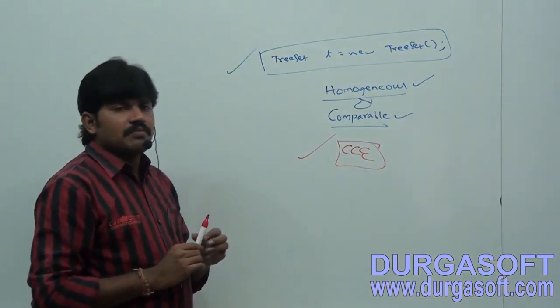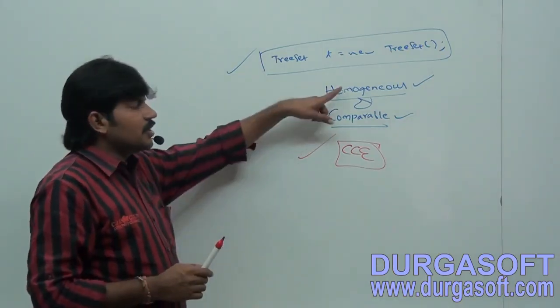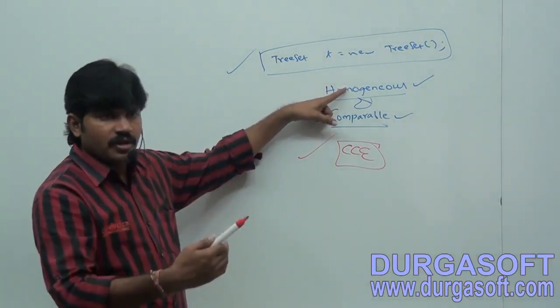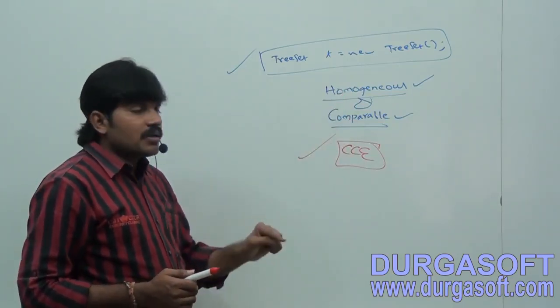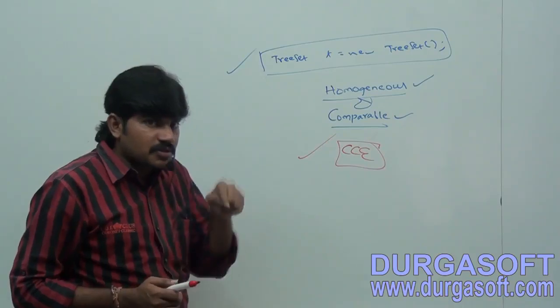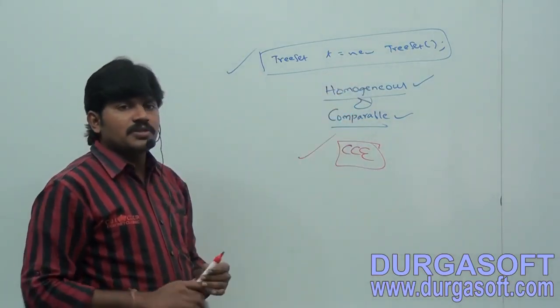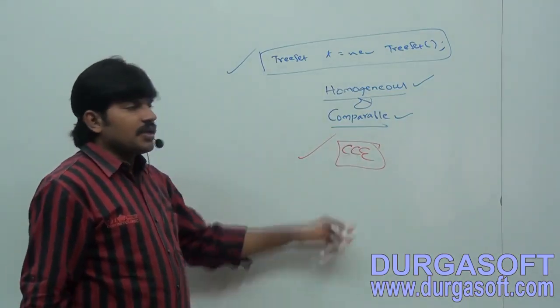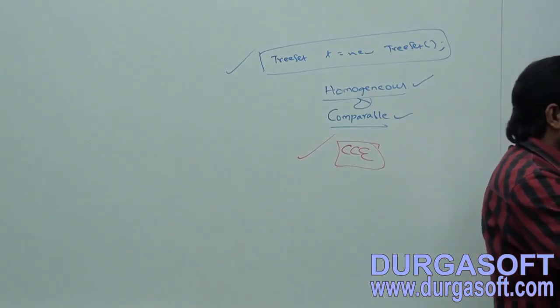In the last example, which objects did we add? String objects are homogeneous, and comparable because the String class already implements Comparable. But in the current example, we are adding homogeneous StringBuffer objects, and StringBuffer objects are not comparable. That's why we are getting ClassCastException, right? Just observe this point well.